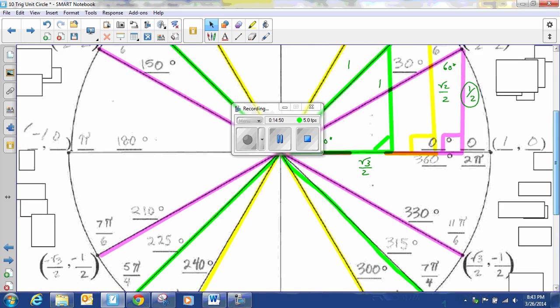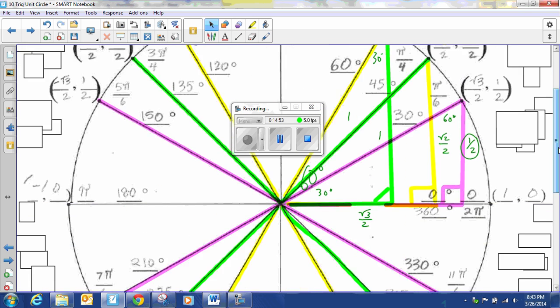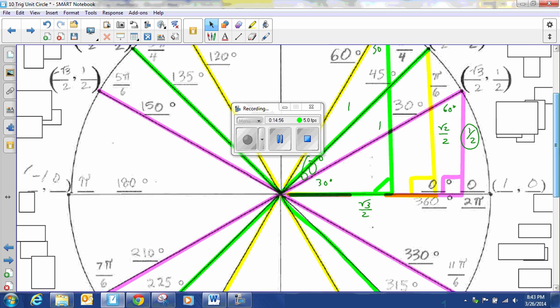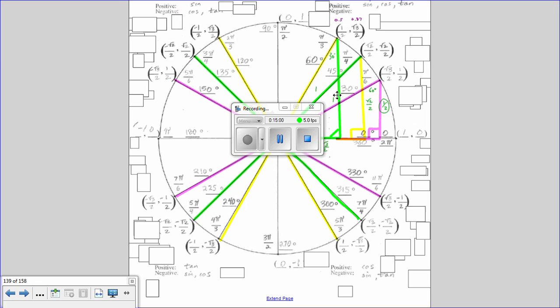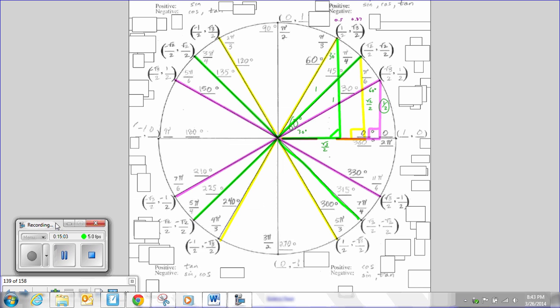So ladies and gentlemen, here is your full completed unit circle chart. This needs to be memorized. And here we have it full screen. Good luck to you.